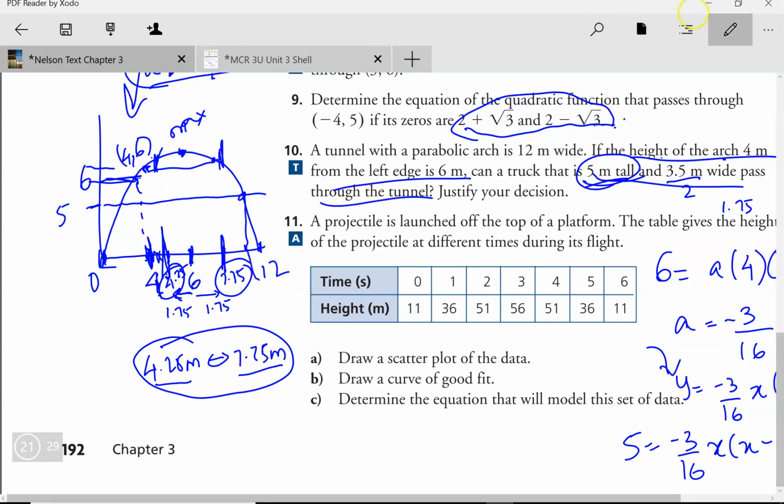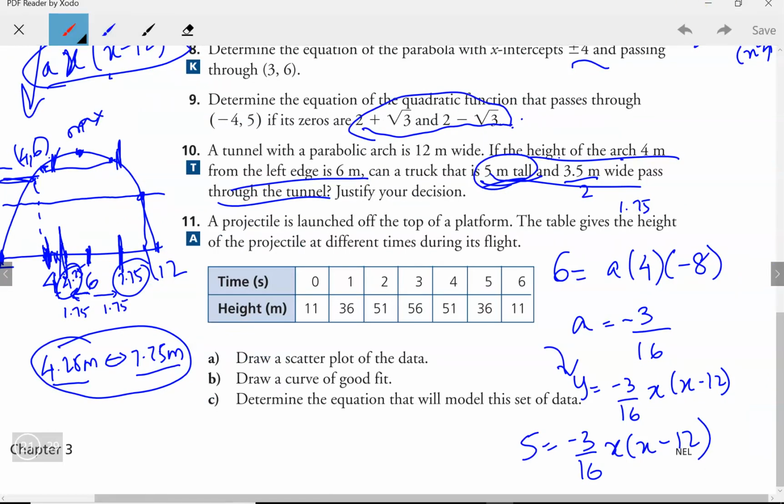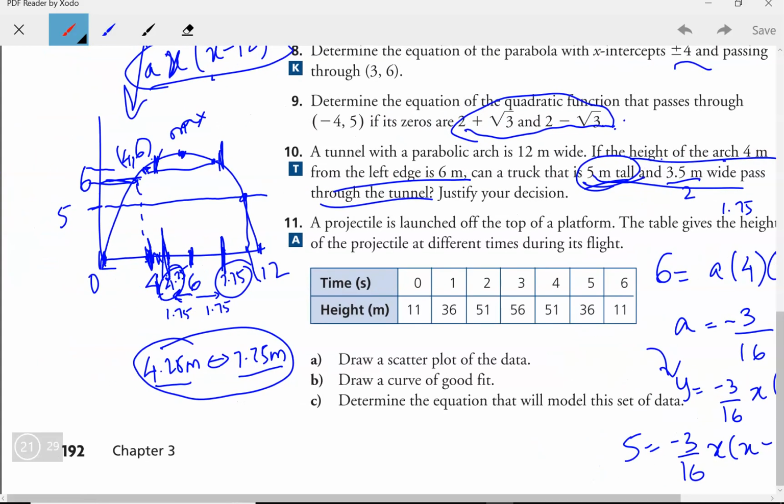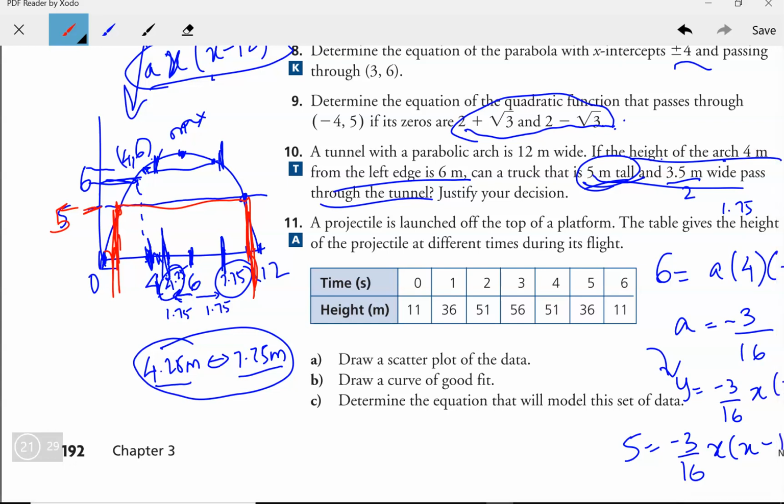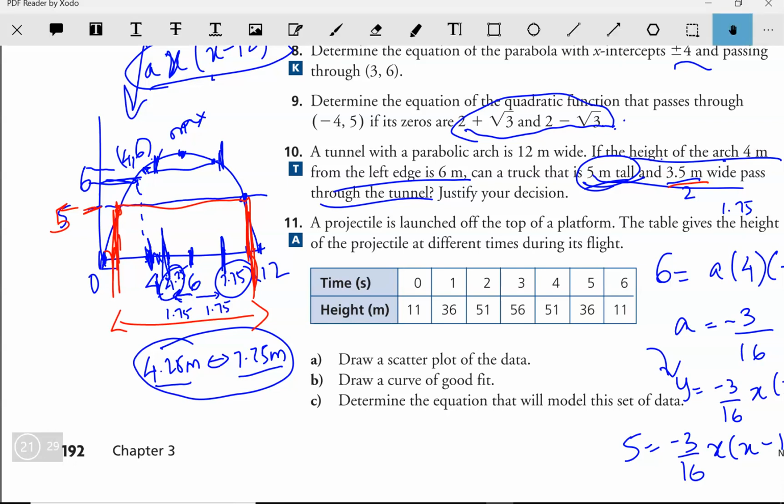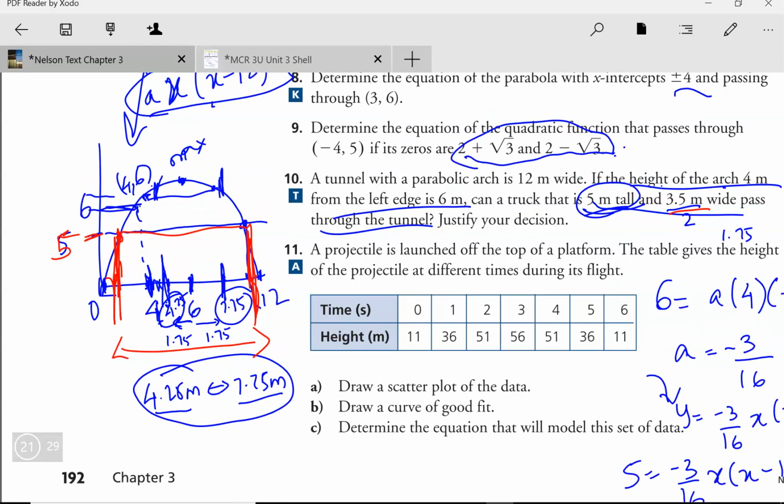This is the method if you don't want to do all that logicking out. So at 5 meters, you would find the 2 x values that go with 5 meters, like we've done before. And then you would take the difference in x values, and is that going to be more than 3.5 or less than 3.5? It will be more than 3.5, as we've already established, and so the truck can pass through. That's what you would do the long way.